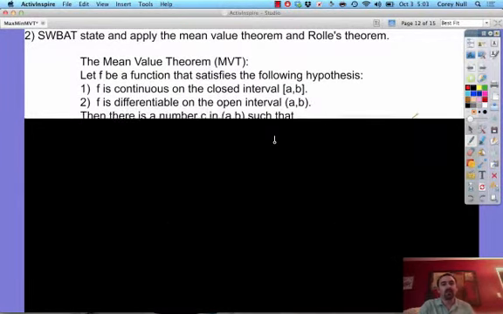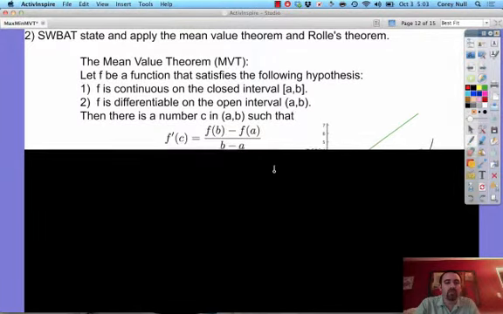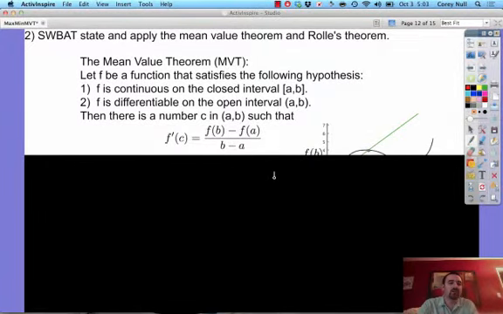It's pretty interesting. Okay, the last biggie here is something called the mean value theorem. So f is a function that satisfies these hypotheses. It's very similar to Rolle's theorem, except the last condition is a little different. So f is continuous, f is differentiable. There's a number c in the interval so that the derivative at c equals the average rate of change over that interval, equals the slope between that interval.